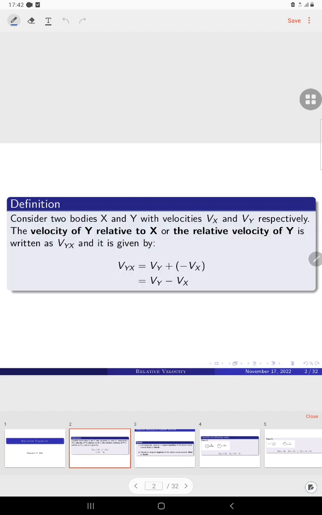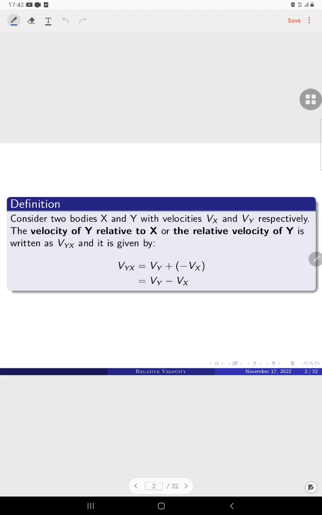Right. So let's look at the mathematical definition. When we say relative velocity, what we mean is, let's say you have two bodies, let's call them X and Y. X is moving with velocity Vx and Y is moving with velocity Vy. Then when we talk about the relative velocity of Y, we write it as Vyx.